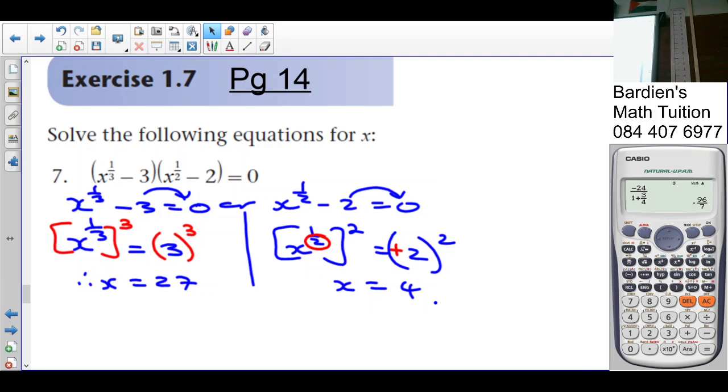Anybody else that has any comment with regards to that? No. People, for homework, exercise 1.7, the second column, page 14. Okay.